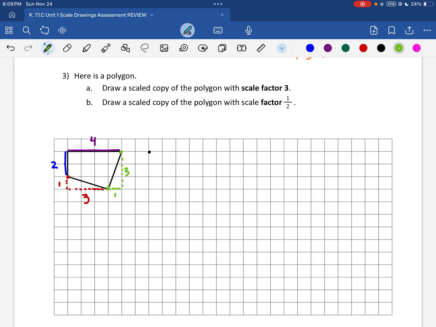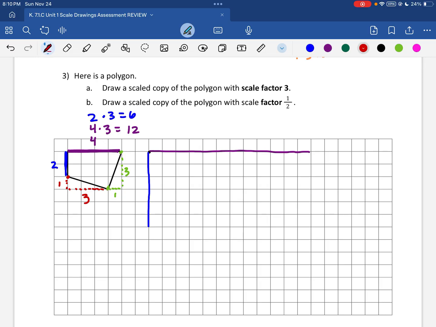So now, when I'm doing a scale factor of 3, all of those distances, all of those lengths, need to be multiplied by 3. So 2 times 3 is 6. This new length is going to be 6. So I'm going to count down 1, 2, 3, 4, 5, 6. This length is a length of 4, and 4 needs to be multiplied by 3. 4 times 3 is 12. So I'm going to now go over 1, 2, 3, 4, 5, 6, 7, 8, 9, 10, 11, and 12.